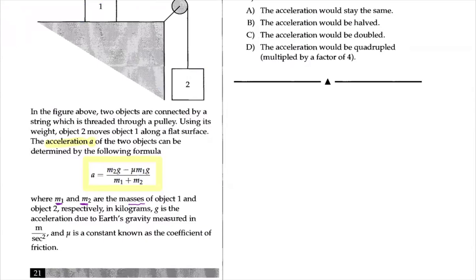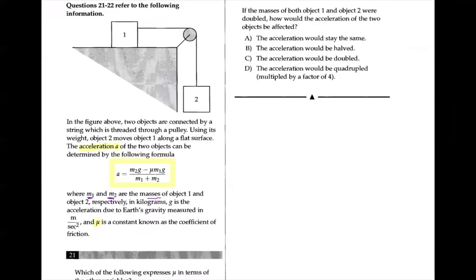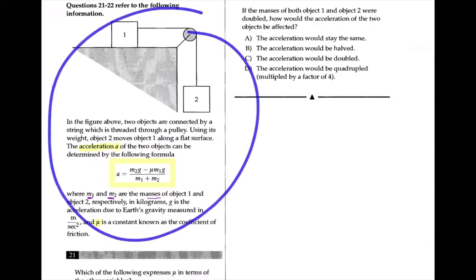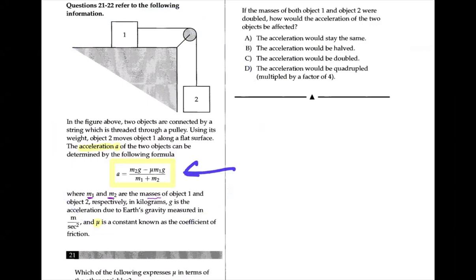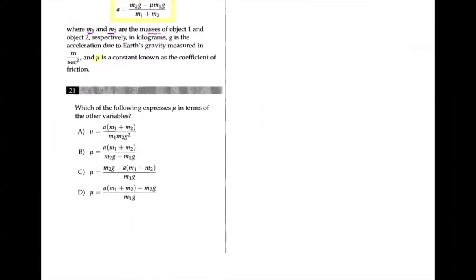M1 and M2 are the masses for the two objects. And G, as you know, guys, is acceleration due to the Earth's gravity. And G here represents the acceleration due to Earth's gravity in meters per second squared. And the mu, what does mu represent? Mu is a constant known as the coefficient of friction. Here, mu is the coefficient of friction. Guys, look, from this long story, actually, we don't need anything. We just need to understand the formula and what each variable in the formula represents. Let's see question number 1, which is 21: which of the following expresses mu in terms of the other variables?